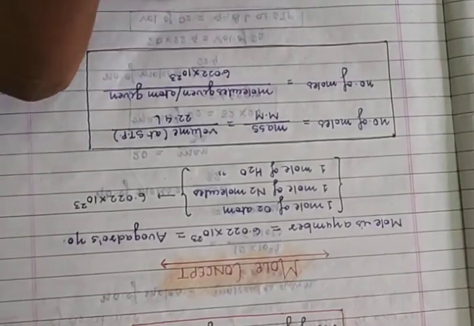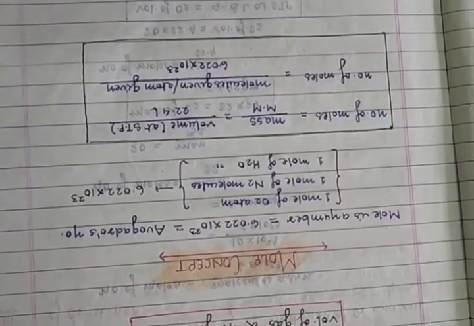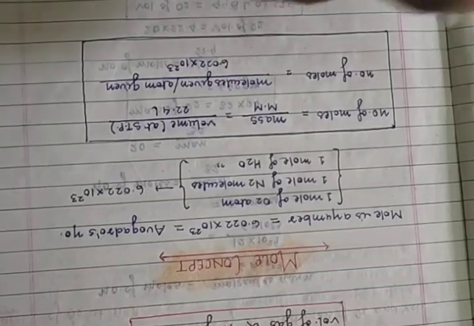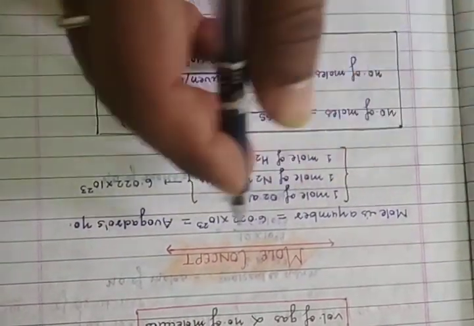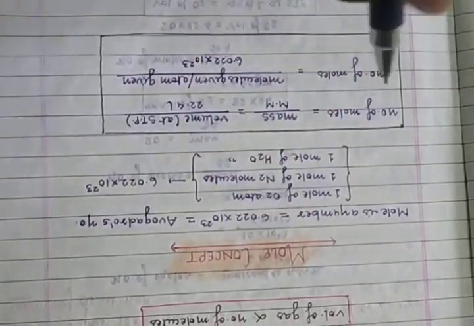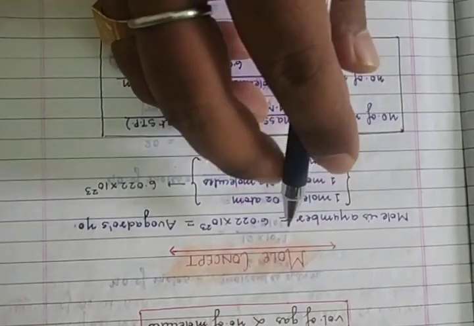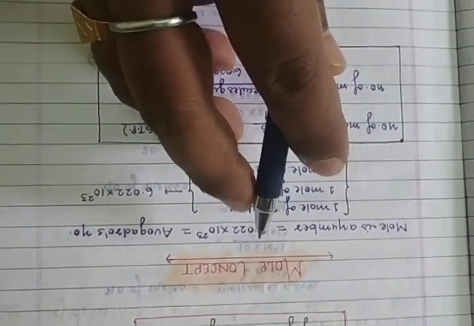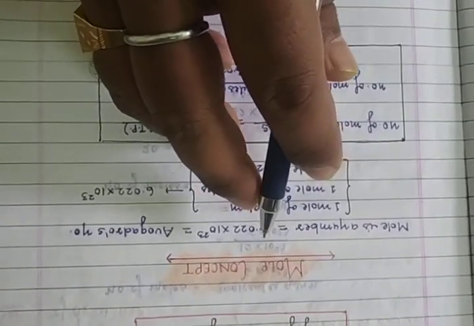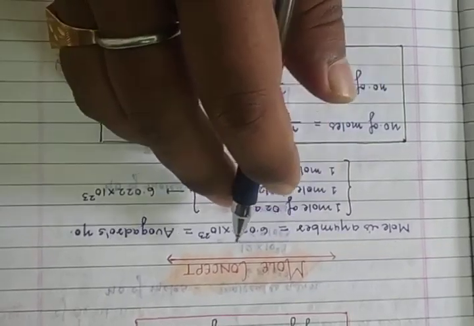Hello students, this is a new chapter, some basic concepts of chemistry. I'm going to discuss the mole concept first, and after that the laws of chemical combination. Already one video is based on the mole concept, so just check your WhatsApp and Google Classroom. Here I'm again explaining the mole concept.